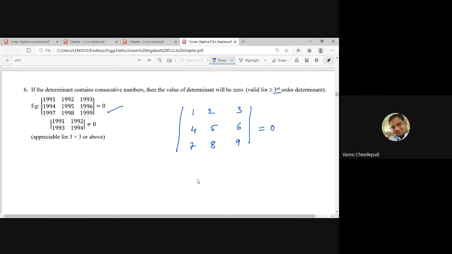Don't apply the same logic for a 2 by 2 matrix. Sir, for a 2 by 2 matrix, I want to take successive numbers 5, 6, 7, 8. Determinant is equal to 0? No, not valid. 5 8s are 40, 40 minus 42, the answer is minus 2 like this. It is applicable only for 3 by 3 matrix, 3 by 3 and more, but not less. Not 2 by 2, 1 by 1.